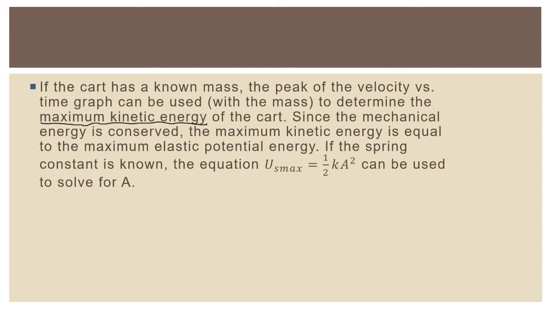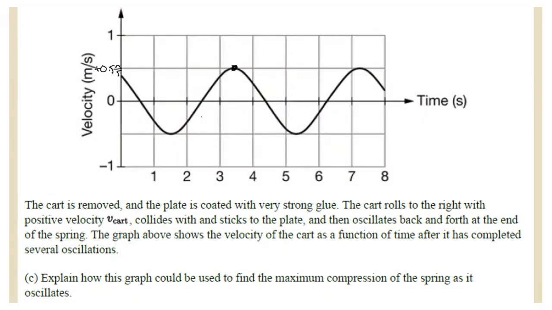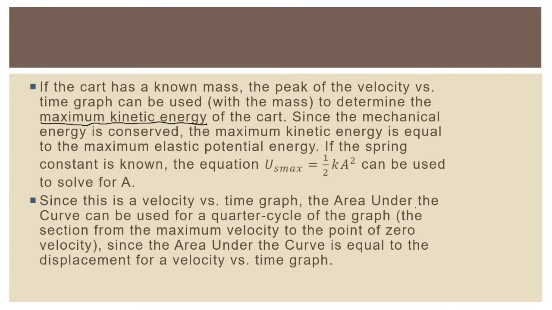And I was staring at that velocity versus time graph and realized, oh, it's a velocity versus time graph. The maximum compression of the spring is a displacement. And so the second possible answer here is, since this is a velocity versus time graph, the area under the curve can be used for a quarter cycle of the graph. This is actually something that's really important to know for the simple harmonic motion problems anyway, since you will see this phrasing, a quarter cycle of the graph, in multiple choice section answers.